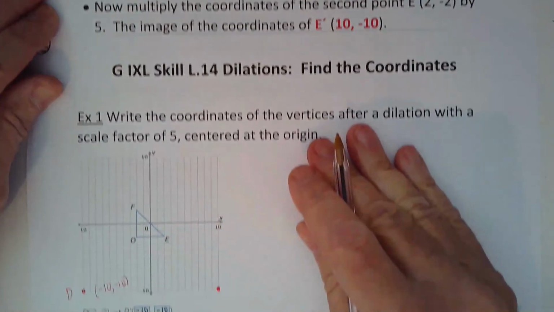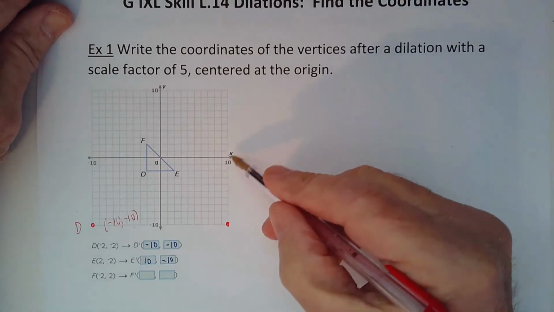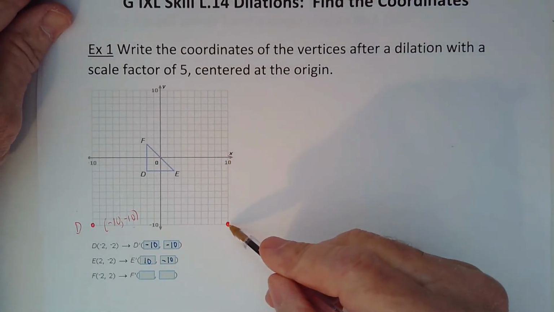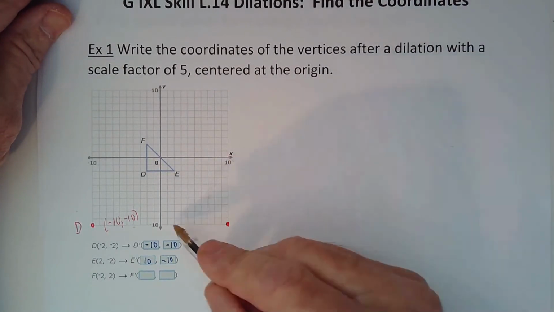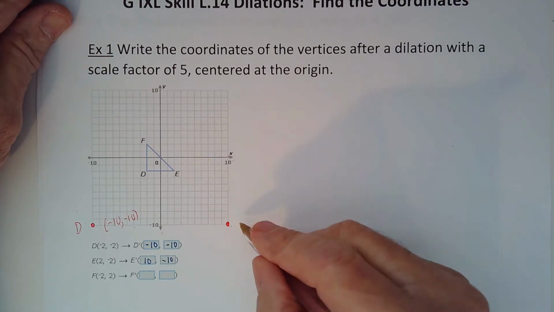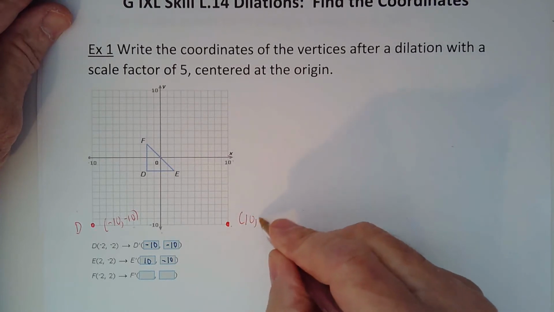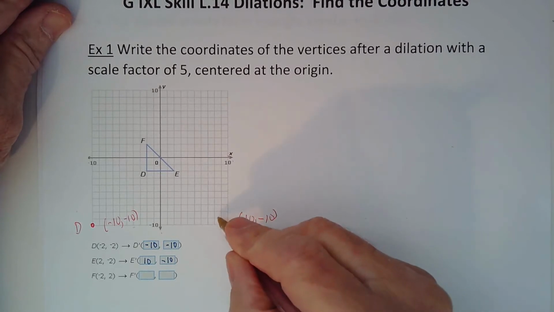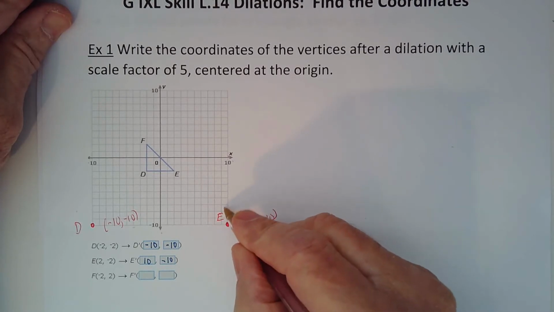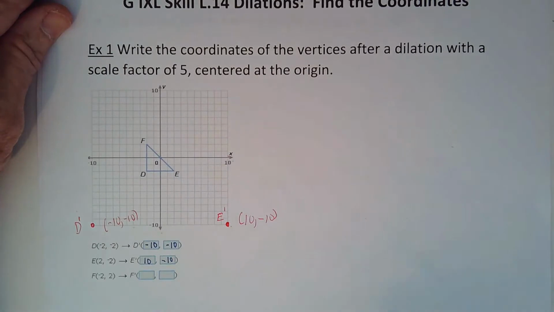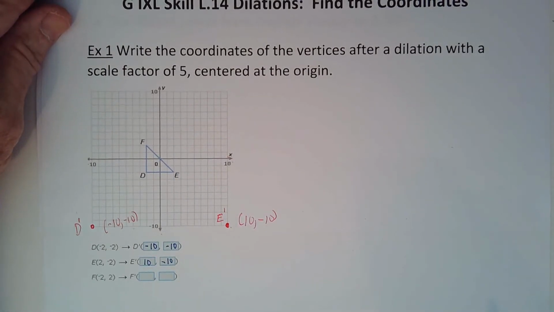So let me show it to you again. Positive 10 is here. Negative 10 is down here. Positive 10, negative 10. Here's the point. So positive 10, negative 10, that's our E prime. This is our D prime. Make sure I put the primes in there so that you can see that.